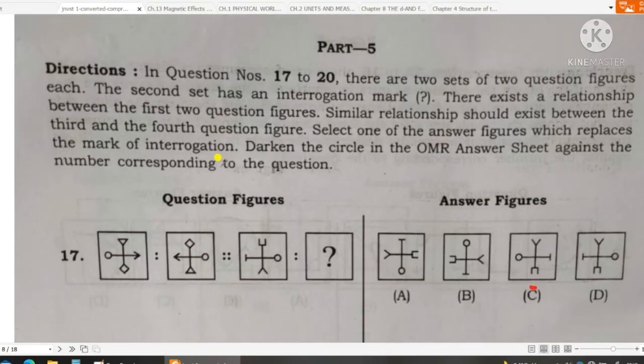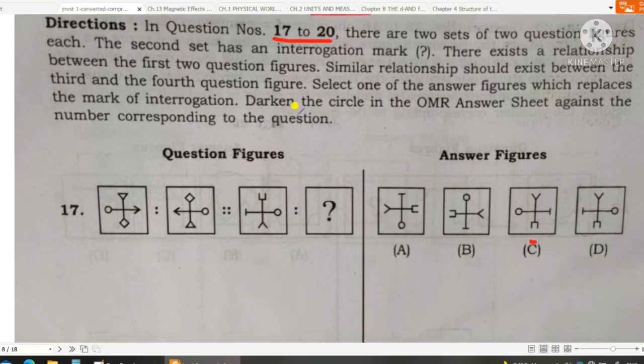Okay, next part 5, and there are four questions. Now here one question figure is given. What is important in this question? These two figures are connected, and then these two figures are also connected in the same manner. The way in which these two figures are connected, the same pattern should be followed in these two figures.